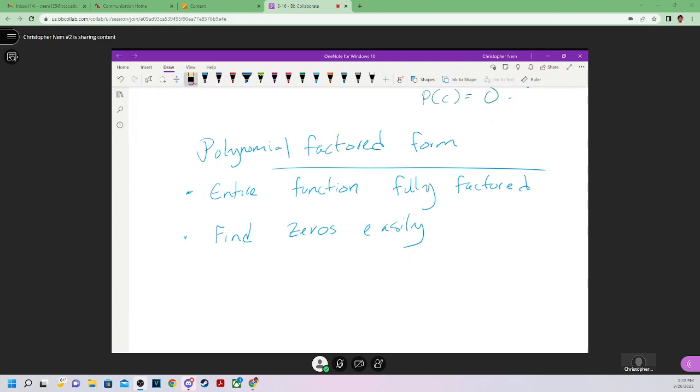No, that should be enough. Everything else is very intuitive. So the entire function is fully factored, and finding zeros is very easy.